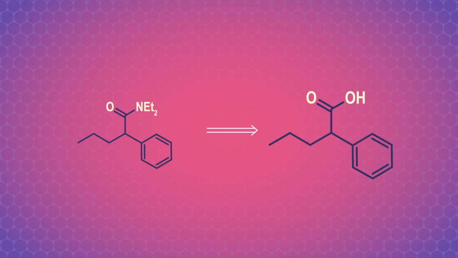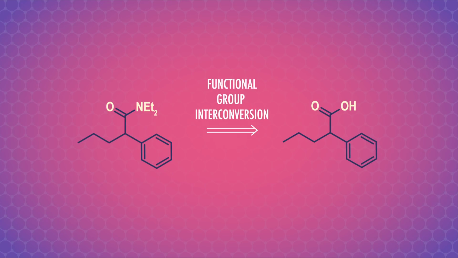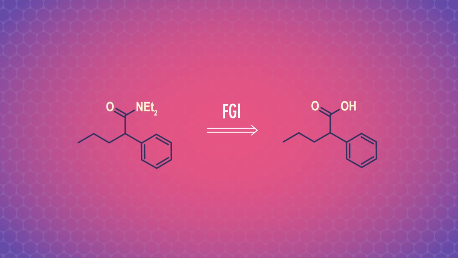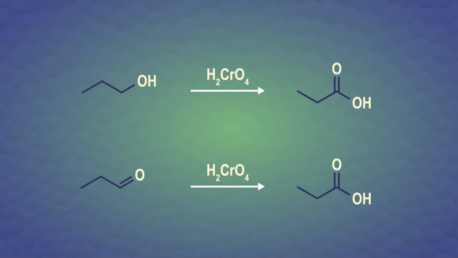related carboxylic acids. When we change a functional group in retrosynthesis, we call that a functional group interconversion. We can just write FGI over the retrosynthesis arrow as a placeholder for this step, and come back after we've reverse engineered the whole reaction. Now we can remember some reactions that form carboxylic acids. One way we've made them is by oxidizing primary alcohols or aldehydes.